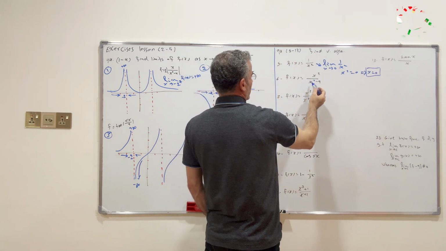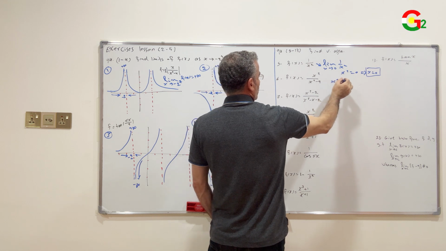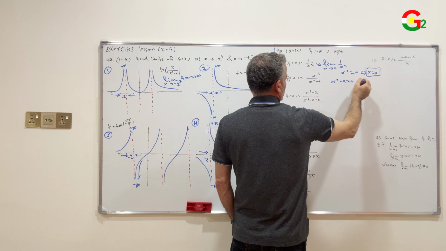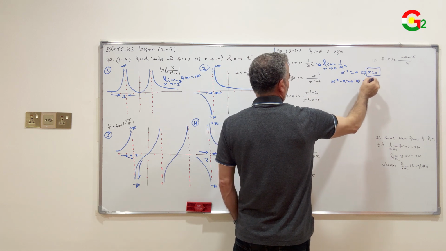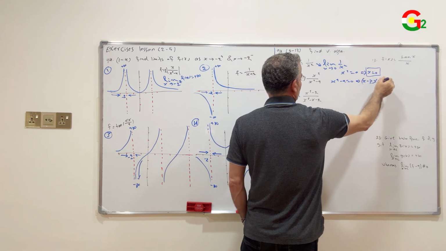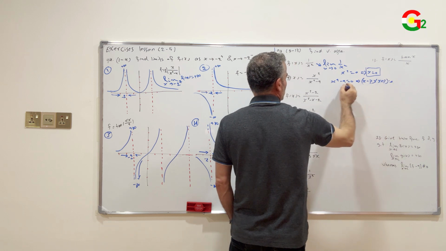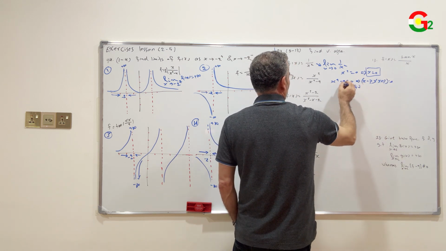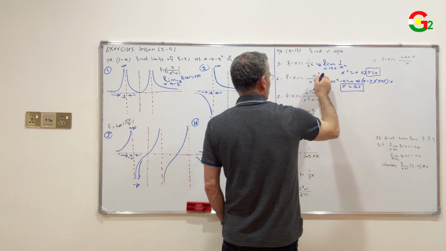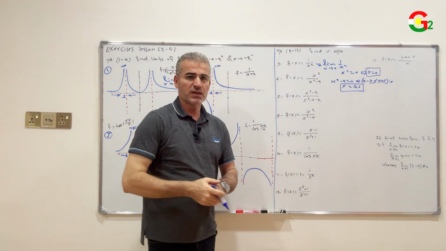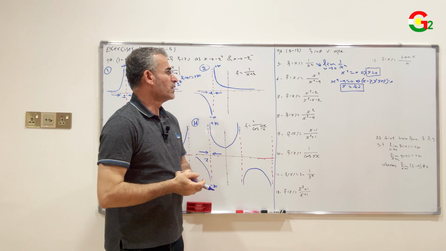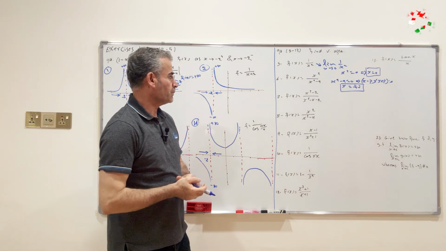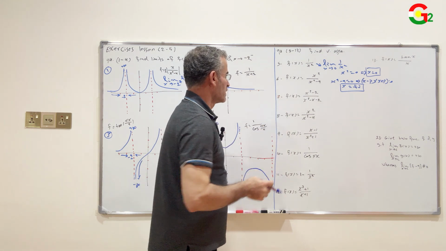Number 6, set x power 2 minus 9 equals 0. Factor the difference of two squares to get x minus 3 times x plus 3 equals 0. Then x equals negative or positive 3. These are the vertical asymptotes for this function, since x equals negative or positive 3 does not make the numerator 0. Question number 7.